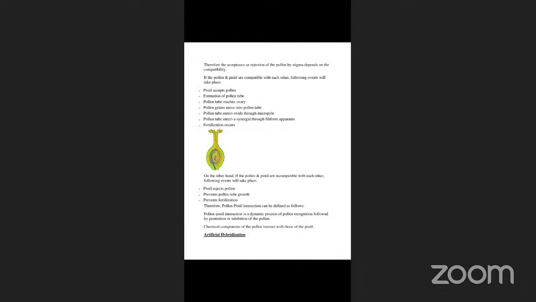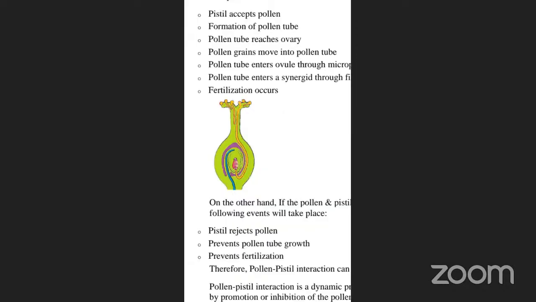After fertilization in angiosperms, different types of changes occur in the flower. These are called post-fertilization changes. The sepals, petals, stamens, style, and stigma fall off.